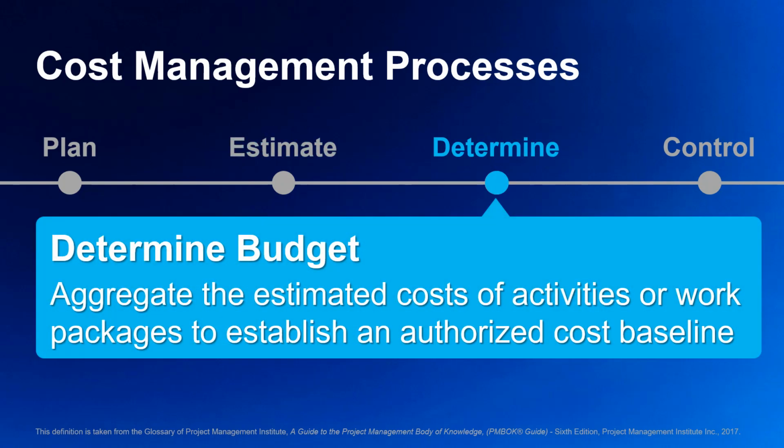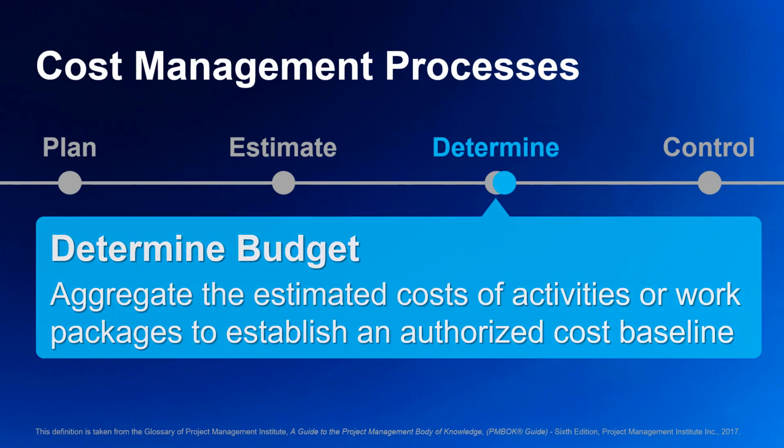The definition of the determine budget process is the process of aggregating the estimated cost of individual activities or work packages to establish an authorized cost baseline. The primary output being the cost baseline, or more commonly known as the budget.